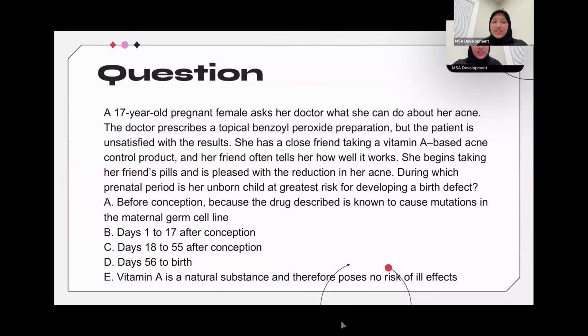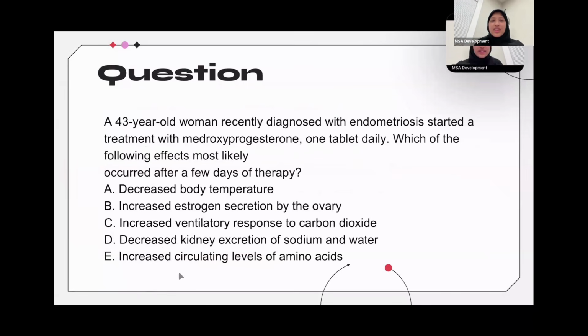I'll not read this all, but basically, someone is taking isotretinoin, what to do about her acne, during which prenatal period is the greatest risk for developing birth defects? That is during the first trimester, or 3 to 8 weeks, which is around day 18 to 55. This is live or die, and after that are functional defects. Vitamin A is not this.